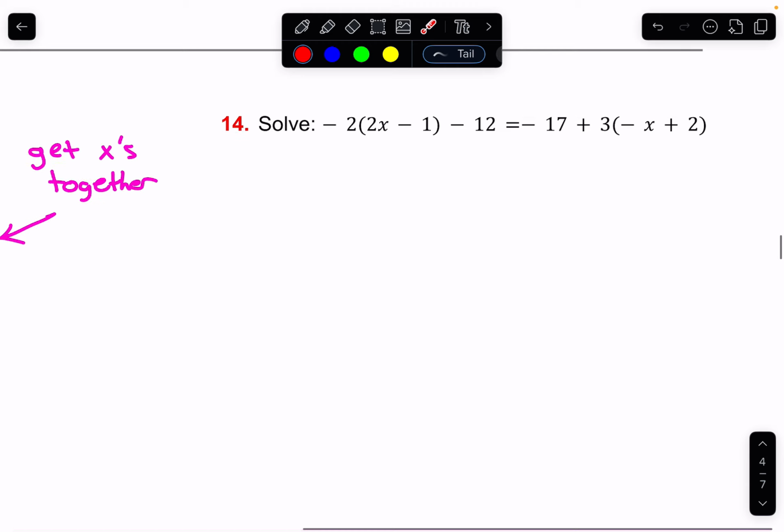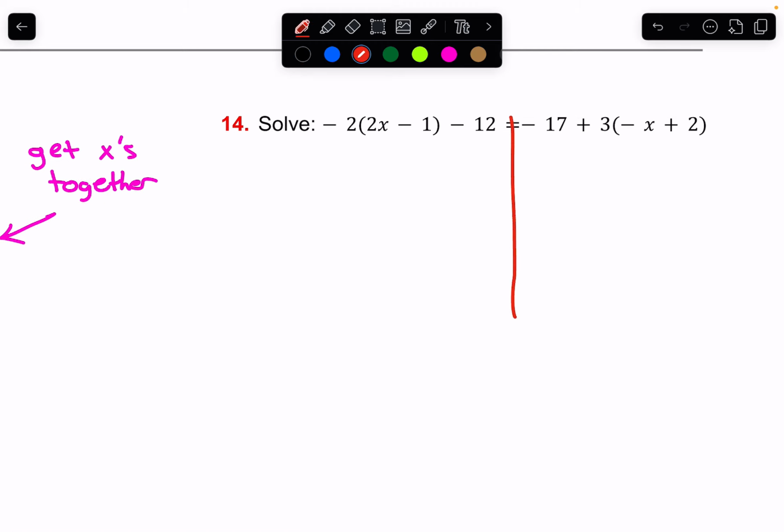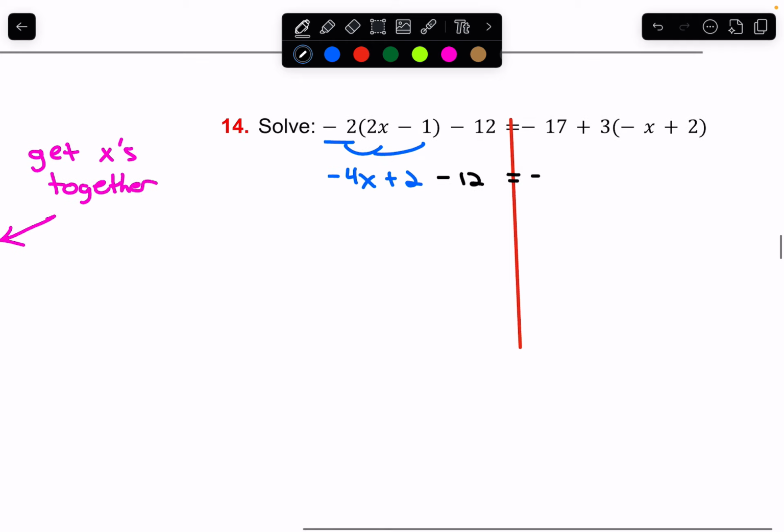All right, let's try again. Now we got even more simplification to do. So we're going to break it down. On the left side, we need to distribute a -2 to a set of parentheses. We're going to get -4x plus 2, and we still have a -12 there. On the right side, the -17 stays the same, but then we're going to distribute a 3 to a -x and a 2. That's going to give us -3x plus 6.